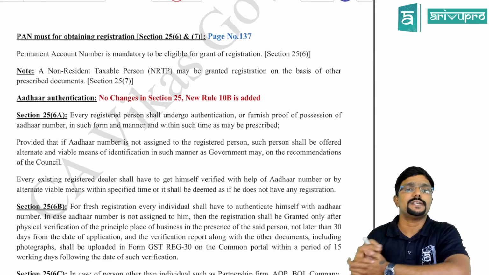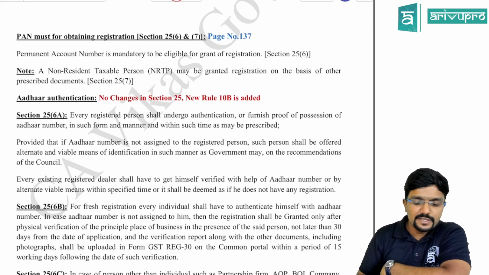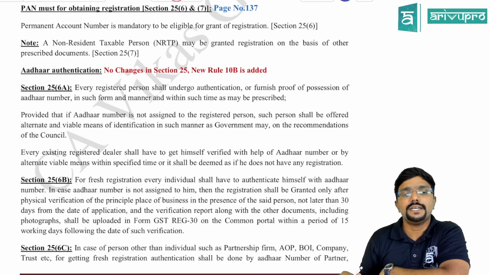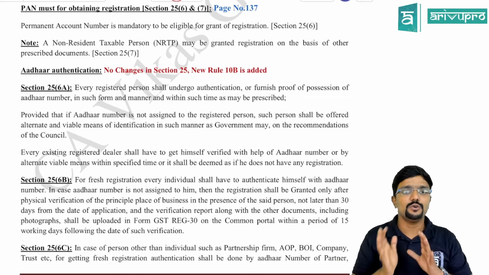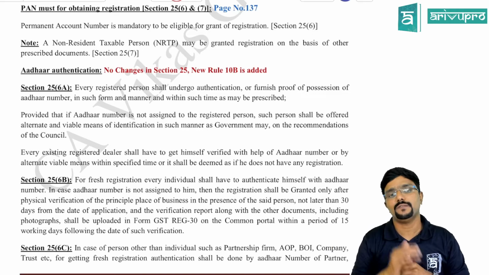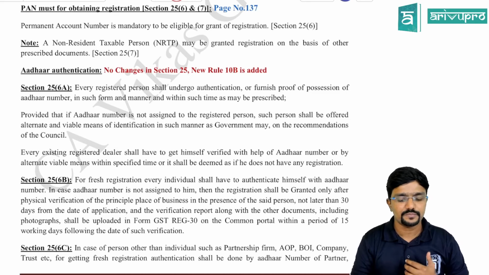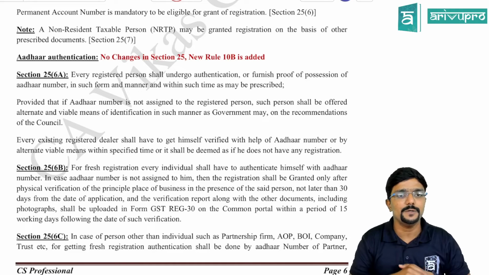Come to page number 137. Permanent account number is mandatory to be eligible for grant of registration. There is no change in it. Then coming to Aadhaar authentication, there is no change with respect to this Aadhaar authentication. We'll just go through some background because now they have added a new rule 10B, which is with respect to Aadhaar authentication. So what all these sections are talking about, we'll quickly go through this so that you will have some background. Section 25 subsection 6A.